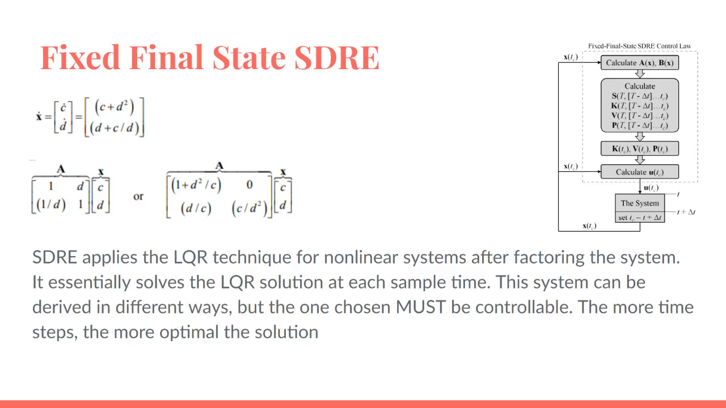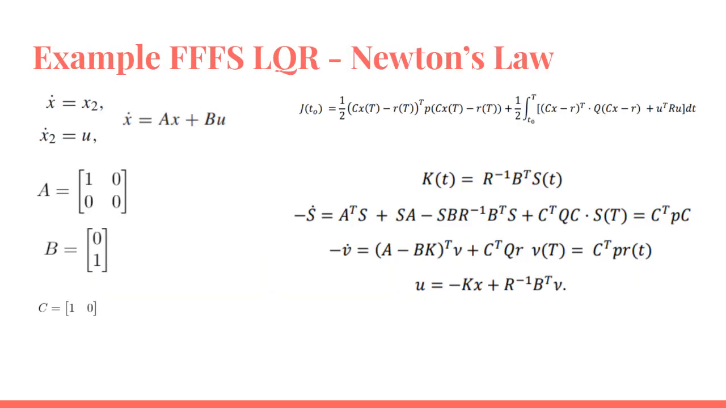And then you have a version of this called the SDRE. So what this lets you do is apply the LQR technique for nonlinear systems. To do this, you usually take your nonlinear system, you factor it out, or you non-dimensionalize it, and then you make sure it's controllable through the controllability test, and you apply the same LQR method but at each time step. So basically, you're taking a nonlinear system and approximating it as a linear system, and then the more time steps you have, the more optimal it is, but also the more computing power it takes.